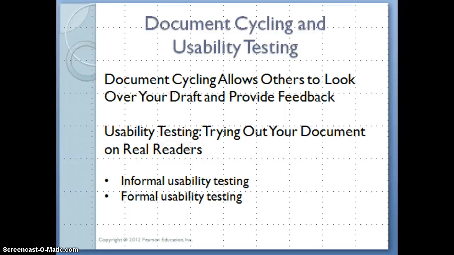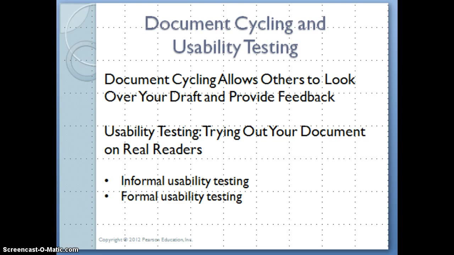Last time we were talking about technical descriptions and the micro-genre technical definition, and I also began talking a little bit about the different levels of editing that you should do. Those levels of editing actually are part of a larger process called document cycling and usability testing, and I want to talk just for a few minutes about what that means.